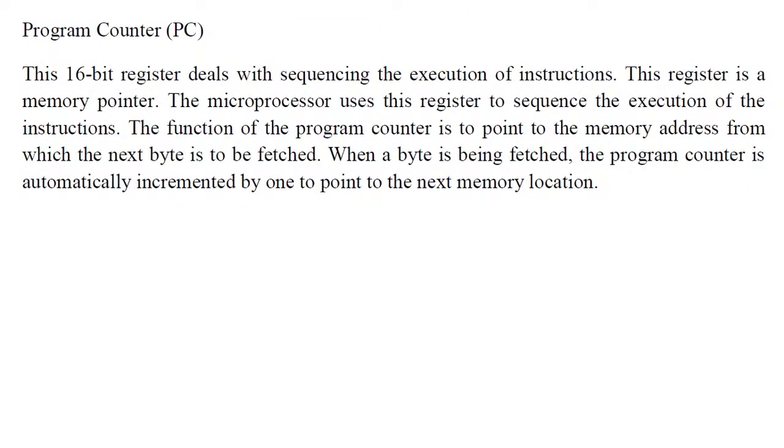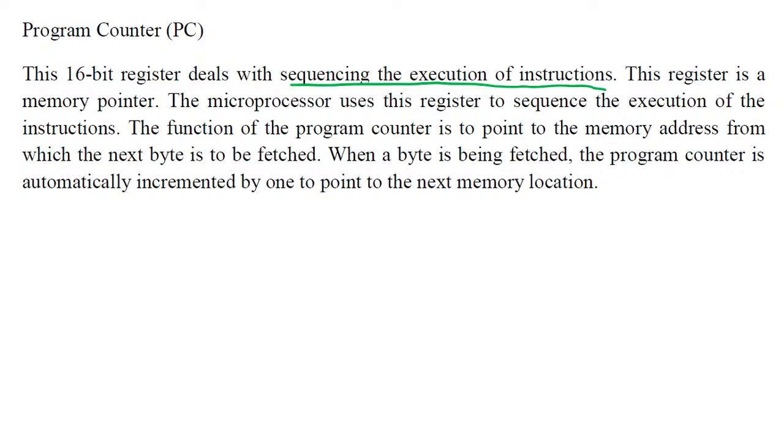Then the program counter is a 16-bit register that deals with the sequencing of the execution of instructions. That means the sequence in which the instructions will be executed depends on the program counter value. Wherever the program counter points, the CPU will fetch the instruction from that location. So the CPU will follow the program counter only. That means execution of the program depends on the program counter value.